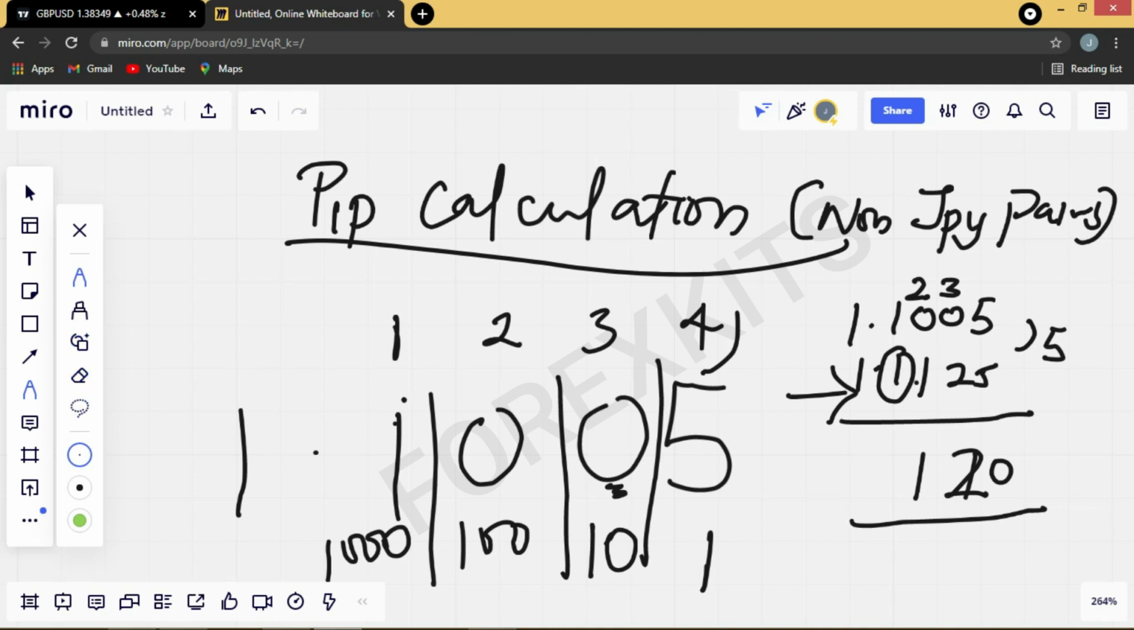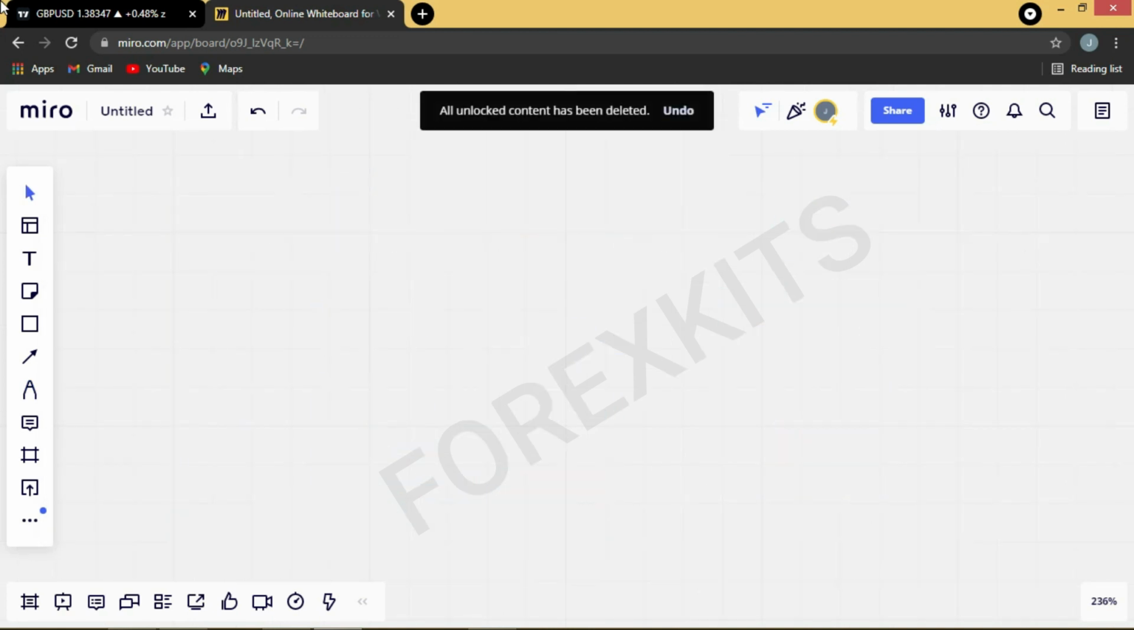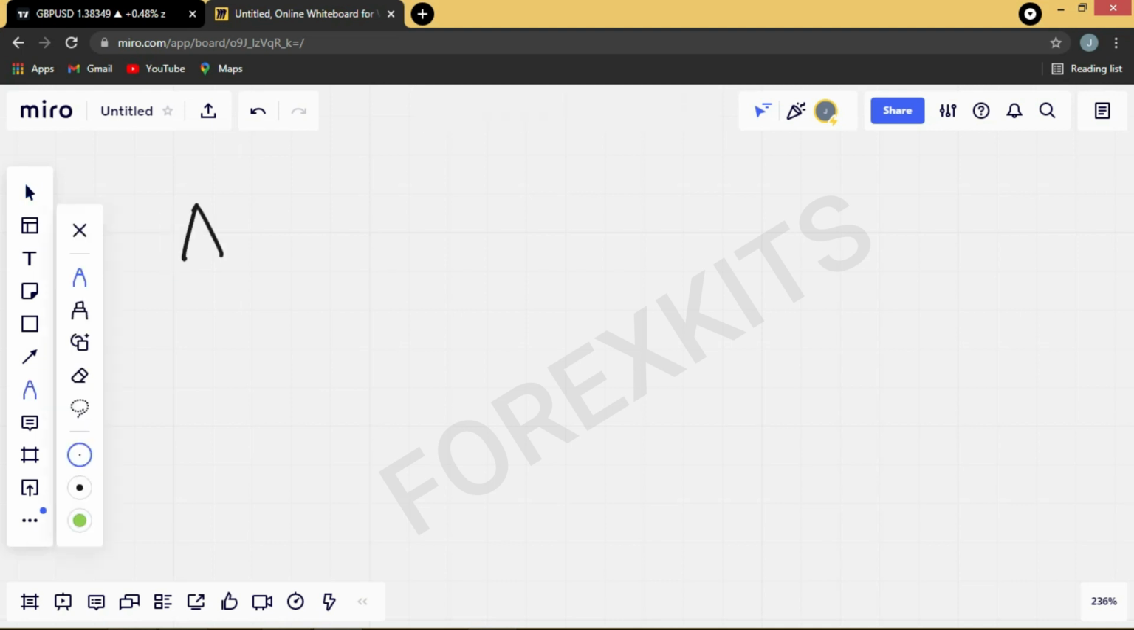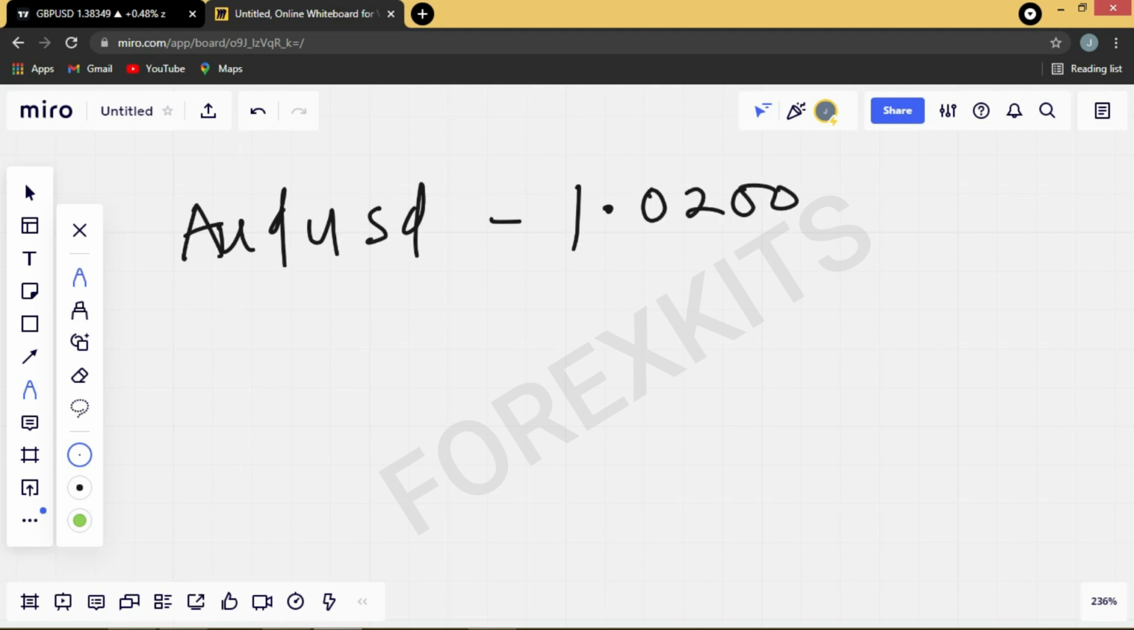Okay, so let me take another example. Let me clear all of this up. Delete that. Okay, so let's look at AUD USD. Let's say that price is quoted at 1.0200, because after the point you can't call a whole number. This is where price currently is at.